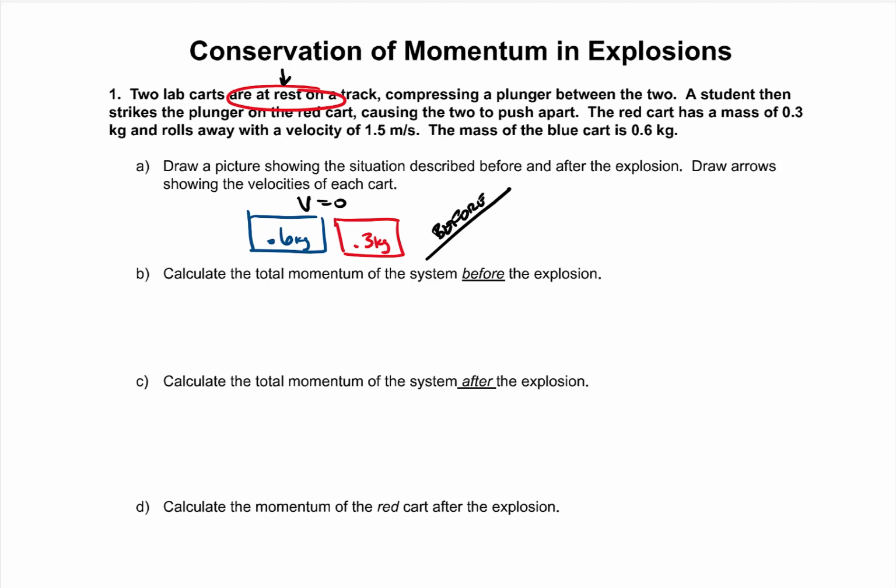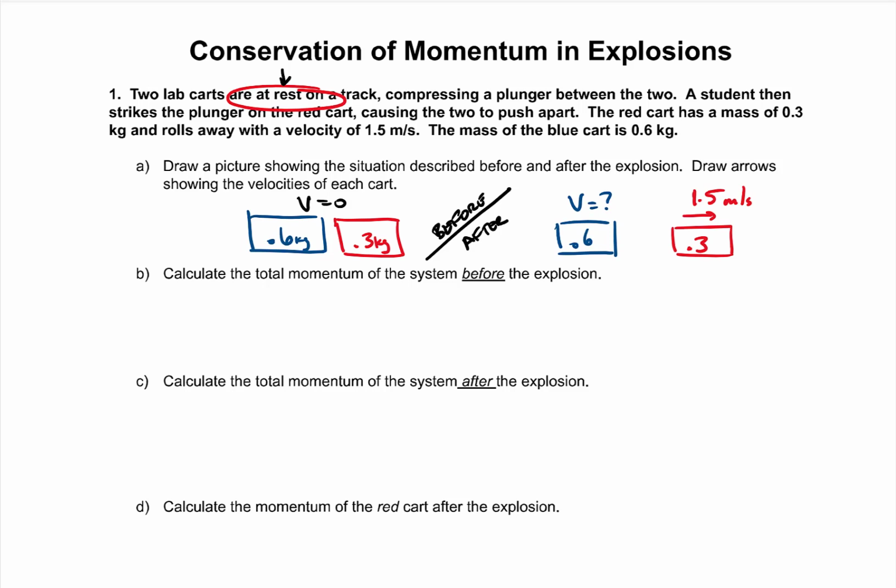So we'll have before on one side, we'll have after on the other side. After everything happens, the carts are going to move away from each other because we're going to extend the plunger between them. It's going to shoot them off. And the 0.3 kilogram cart is moving at 1.5 meters per second in that direction. And what we want to do is figure out what's going on with the 0.6 kilogram cart.